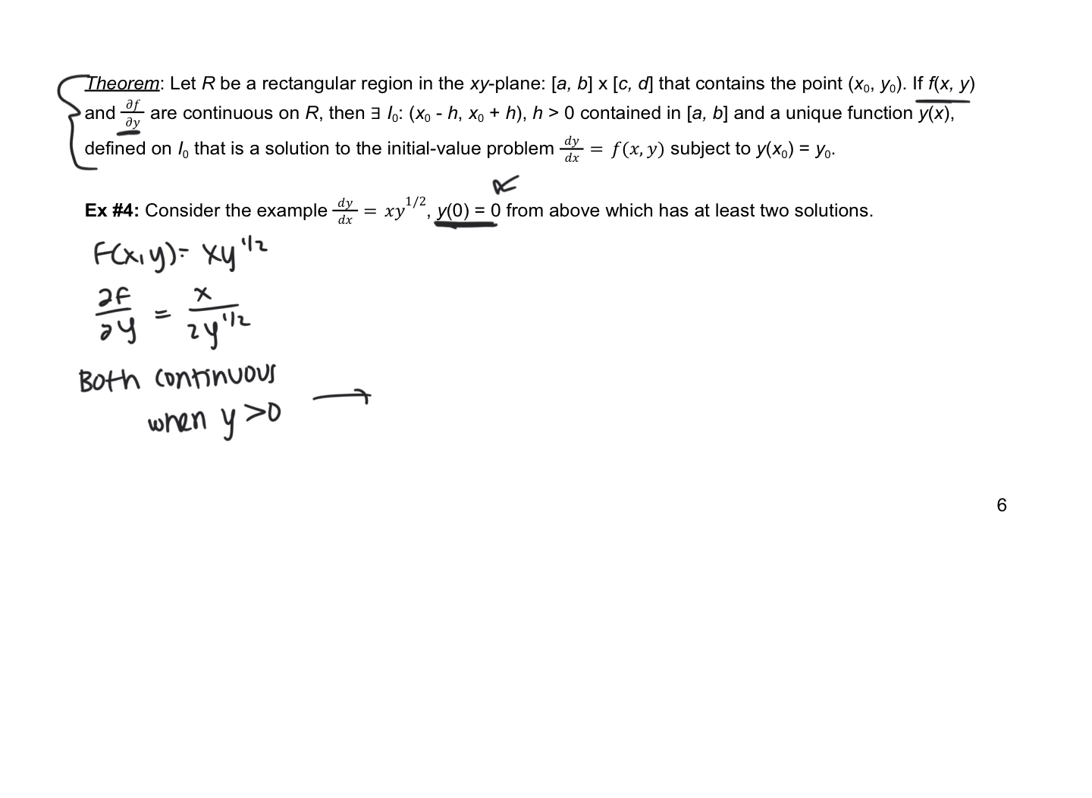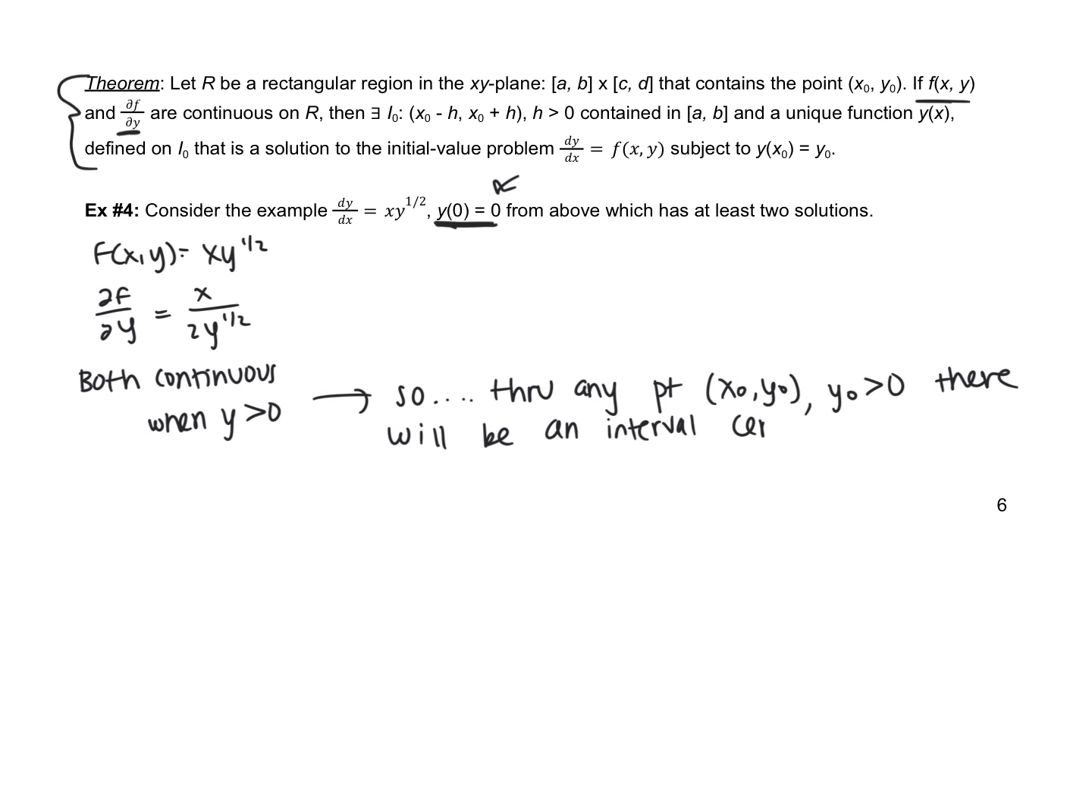So what this tells us is that through any point x naught, y naught, where y naught is greater than 0, there will be an interval centered on x naught, where f of xy has a unique solution.